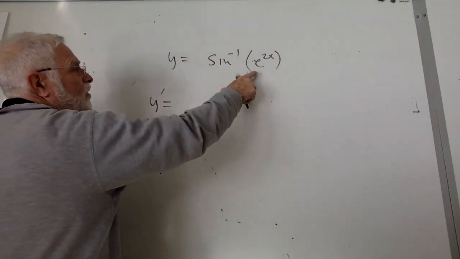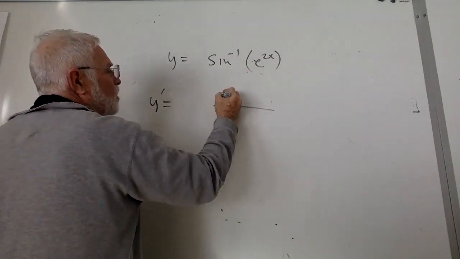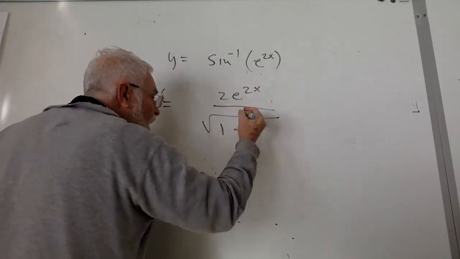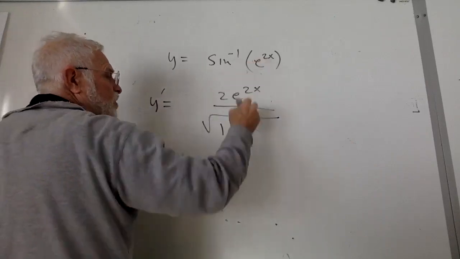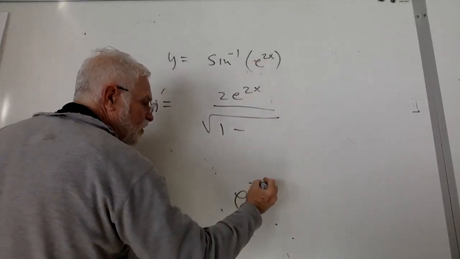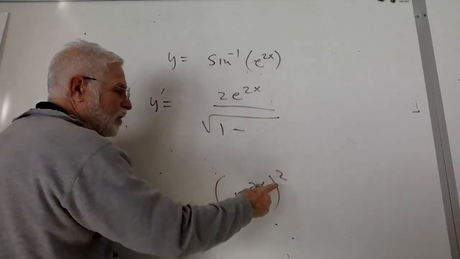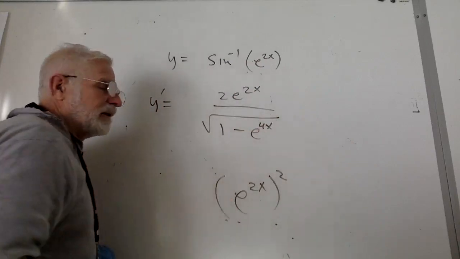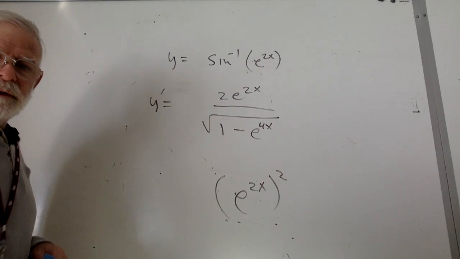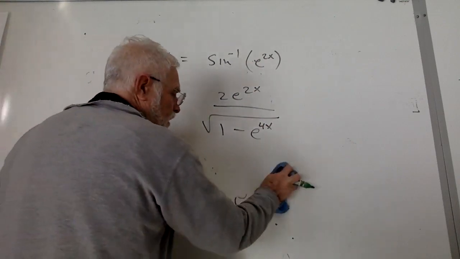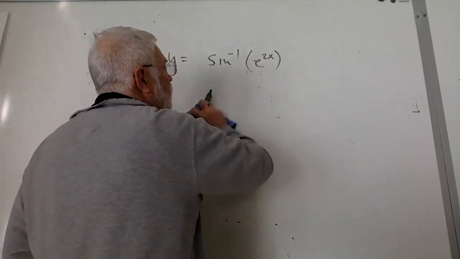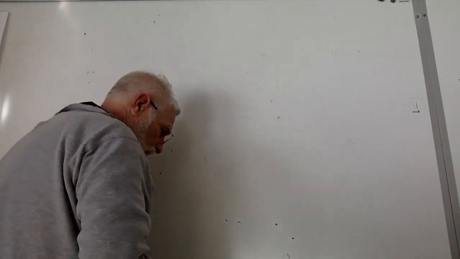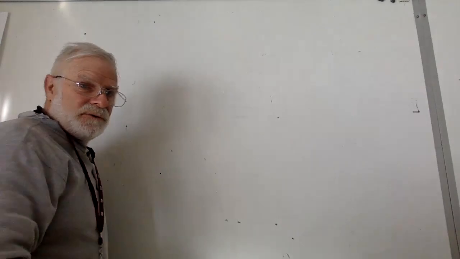So y prime is the derivative of what's inside, which is 2e to the 2x, over the square root of 1 minus what? e to the 2x squared. I hope you remember your rules for multiplication: e to the 4x, so that you're not running off the page. Well, I would just do one more, and then we'll look at the arcsine from a graphical, symbolic, and historical perspective. A little history here.